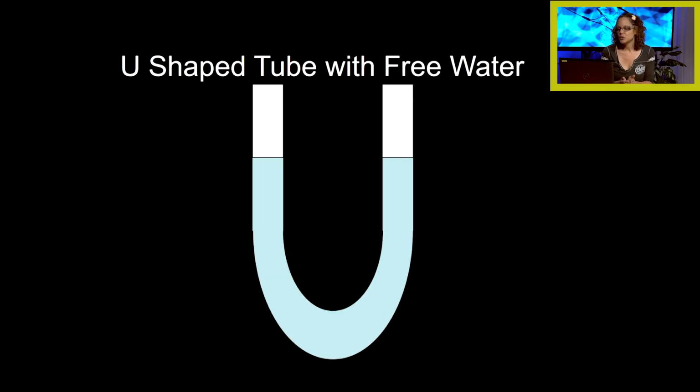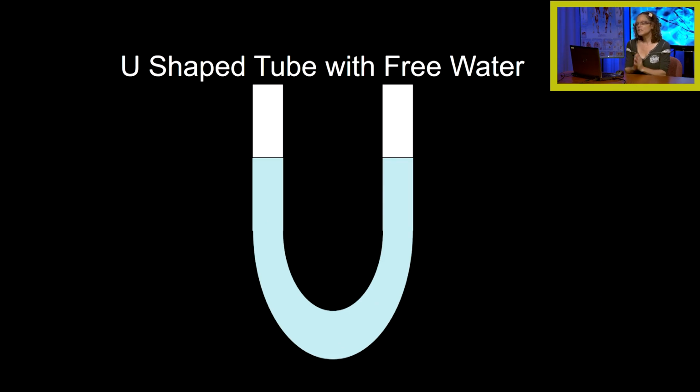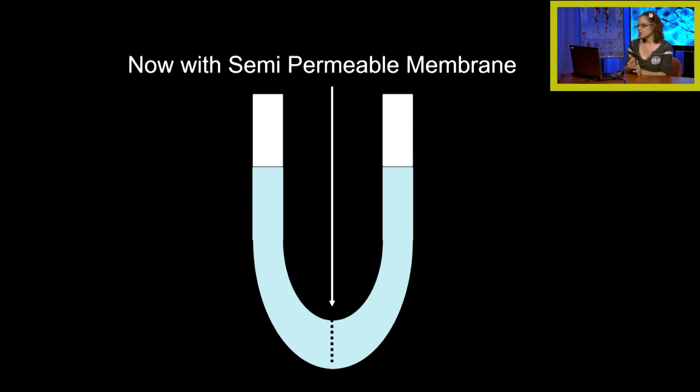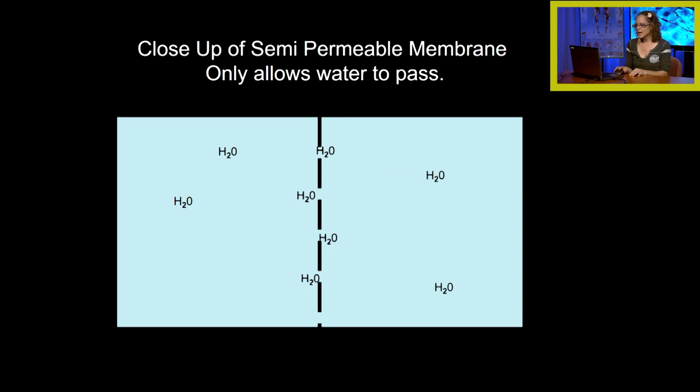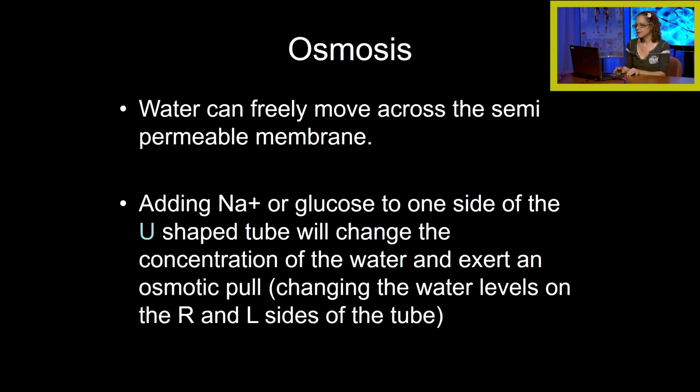So here we have a U-shaped tube, and it's just got free water in it. Okay. Now we've put a semi-permeable membrane down at the bottom here. And if we get a close-up of that semi-permeable membrane, we can see that only water is allowed to pass freely back and forth. So only water can move freely across the semi-permeable membrane.